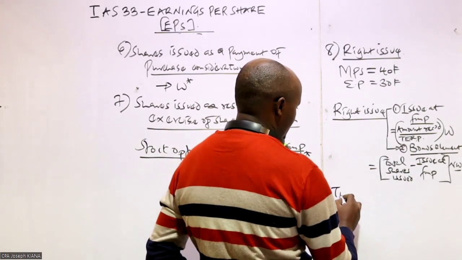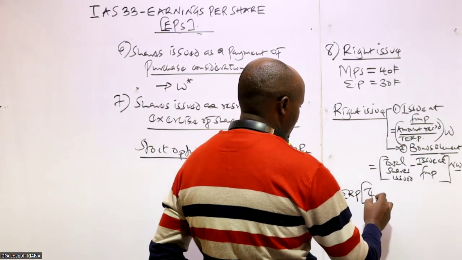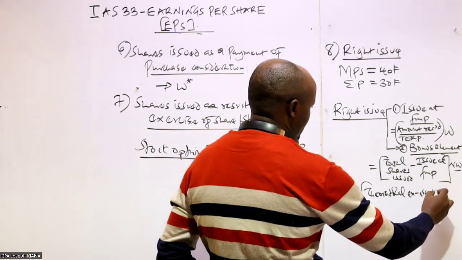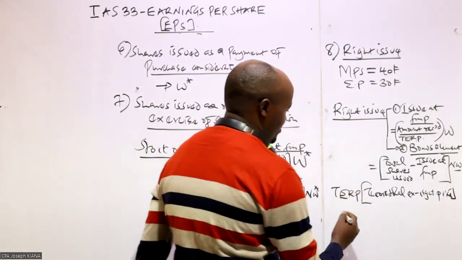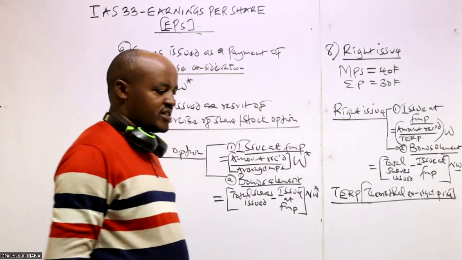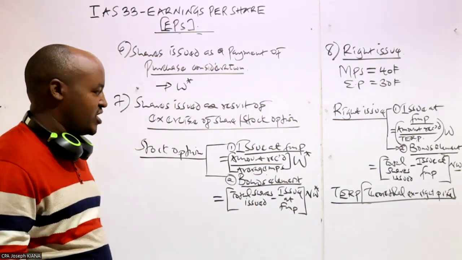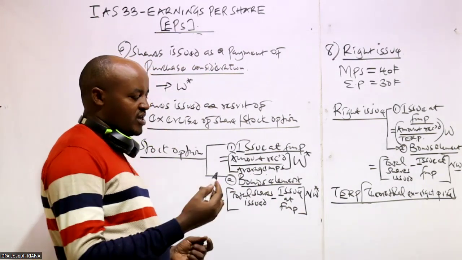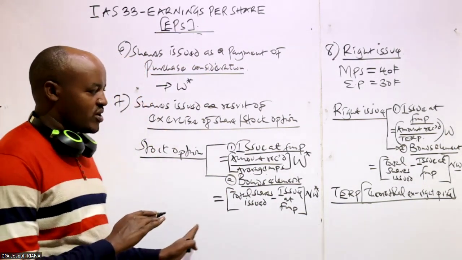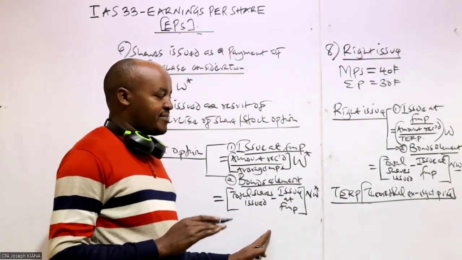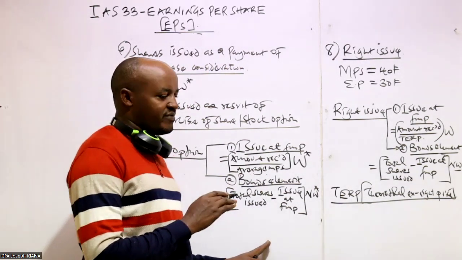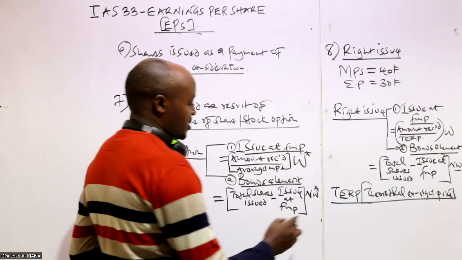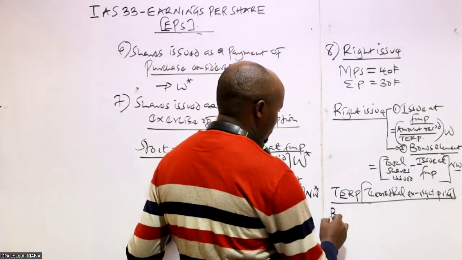And remember, in this case, there is something I've mentioned here, which is known as the theoretical ex-right price. We have said that this is the expected market price per share after the right issue. Usually, this is something which the examiner will not have given you, and actually, you have to compute it. This is one of the areas where the examiner is trying to catch you, because if they do not give you this, the majority of students always have a problem with the computation. But to compute this, there is a very simple approach which we can use here.